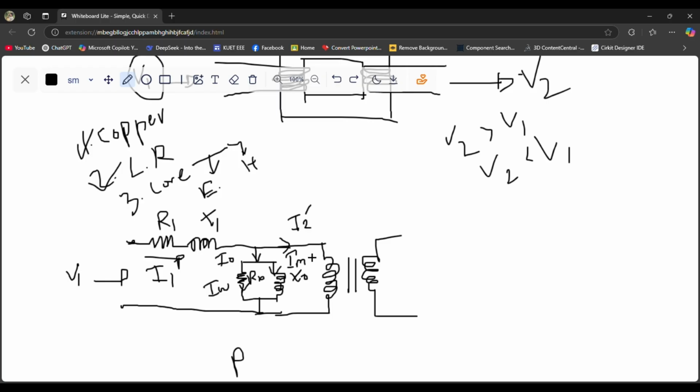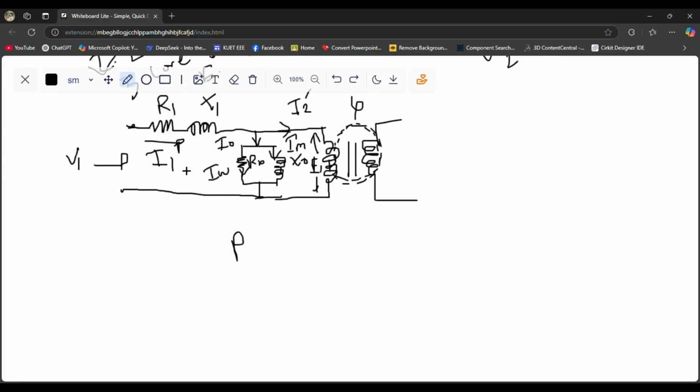So when IM flows, this winding makes flux. For making this flux, this winding generates another voltage which is called the induced voltage, which we say is E1. It is something like this. And I2 prime, I have not told you what I2 prime is. Actually I will tell you later.